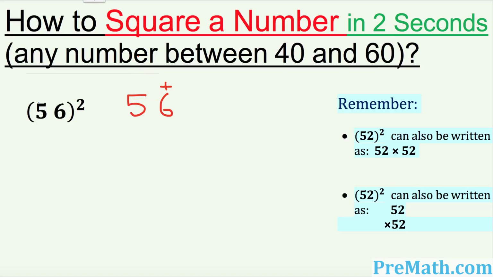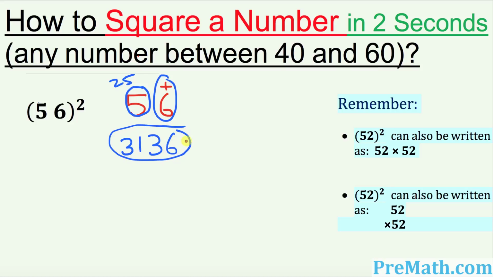The next step is to take the square of 5, which is 25. I want you to add 6 to it. 25 plus 6 is 31. Now the next thing I want you to do is take the square of 6, which is 36. So your complete answer is 3136.